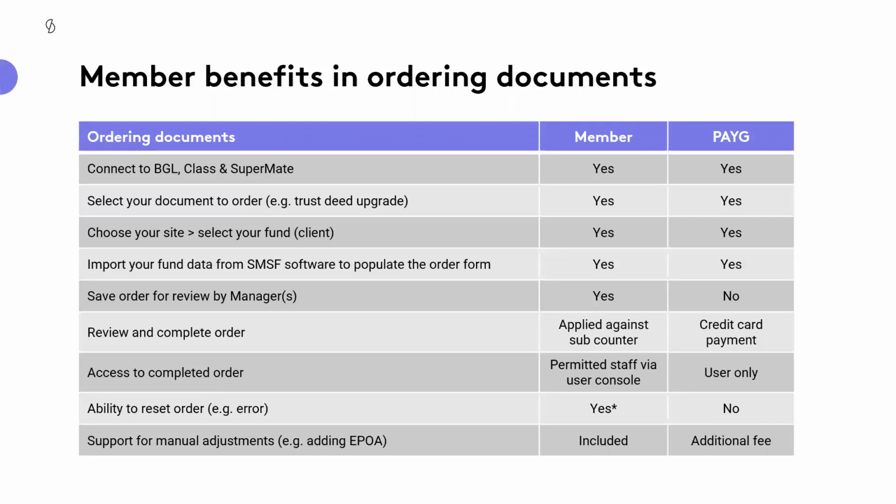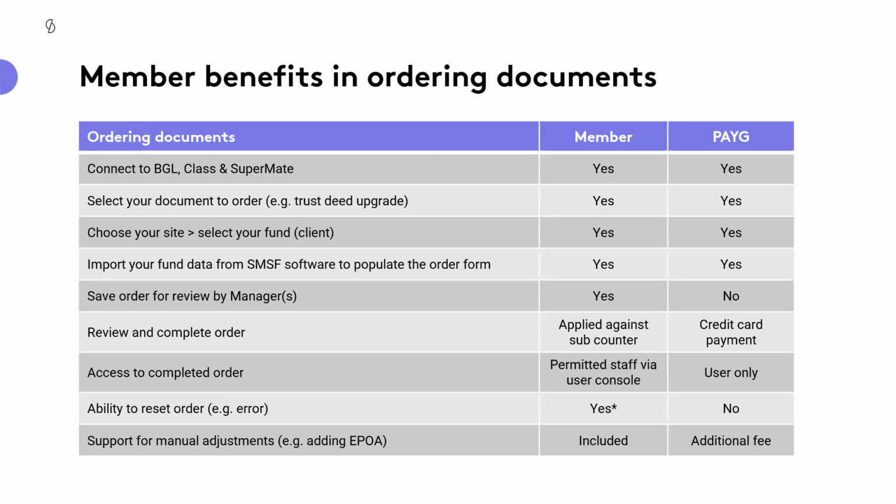Access to the completed orders at a member level is available across the team that has access to the user console. Whereas in a PAYG sense, it is strictly limited to that user and that user only. The ability to reset orders is a function of our members to be able to do. Yes, there is a caveat around that. You can't naturally go and reset company orders and things that have already been submitted to various parties. But if you've made a typo in a pension, for example, here, you would be able to do so. In a PAYG sense, you would need to go back to us and we will review it and make the adjustments potentially there.